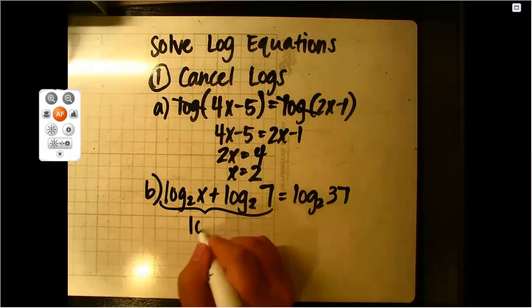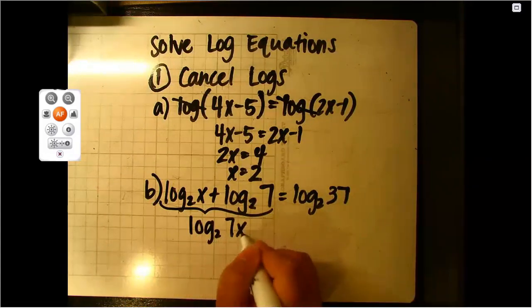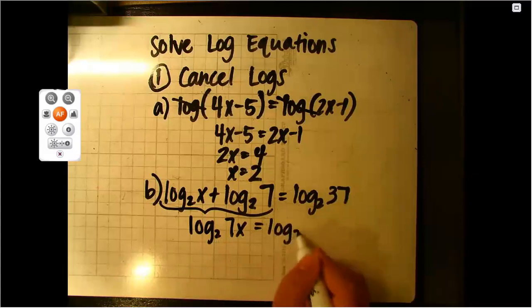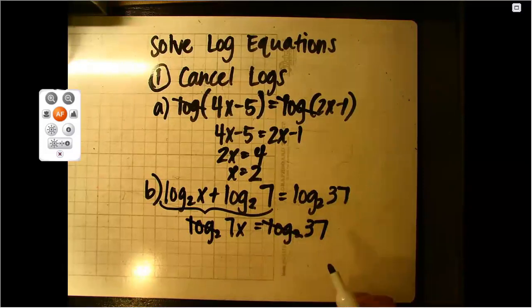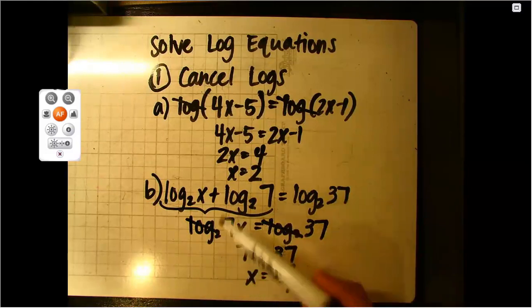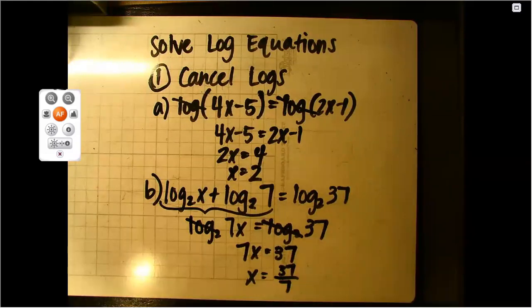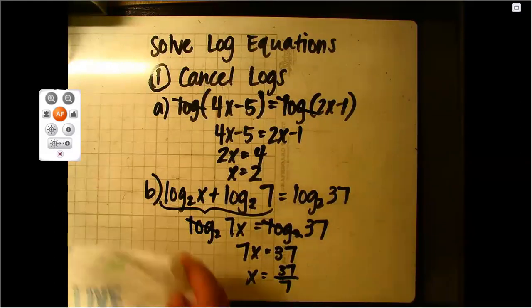So this side becomes log base 2 of 7x equals log base 2 of 37. Now my logs are the same, so I can get rid of them. Right, and we have 7x equals 37. Divide by 7, x equals 37 sevenths. Right, double check. The only x you have to worry about is up here, and this is a positive number, so if I plug in a positive number, then I have a positive inside my logarithm, and it works. All right, now I'm going to erase these, so if you need to, pause and write these down.